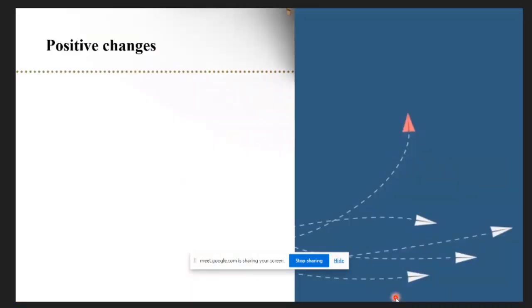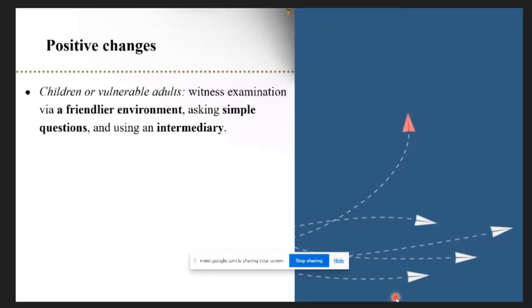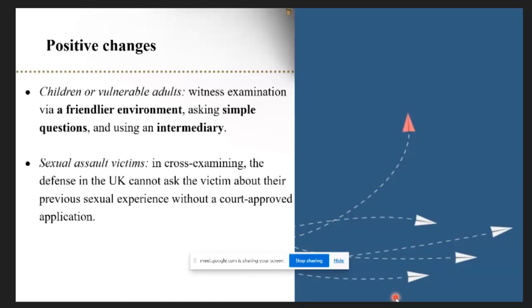So now, however, I will mention some positive changes. These changes are generally directed at the vulnerable groups, like I mentioned before. So for children or vulnerable adults, there may be a friendlier environment, similar questions, and also the use of intermediaries, just like I mentioned before. And also for groups of people who suffer from harassment or rape victims.